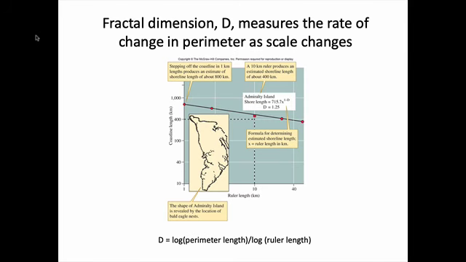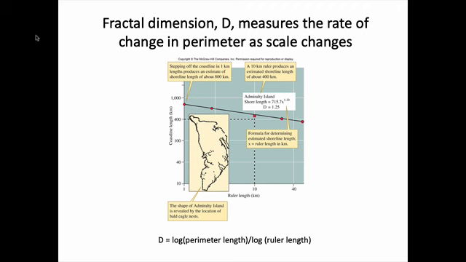Here's what we do. I'll actually show you what that graph might look like. So here's using a ruler length of 1 kilometer. You get a long coastline for this island. Here's a ruler length of, say, 40 kilometers. And notice that you get a much shorter coastline. Duh. What's important is the slope.